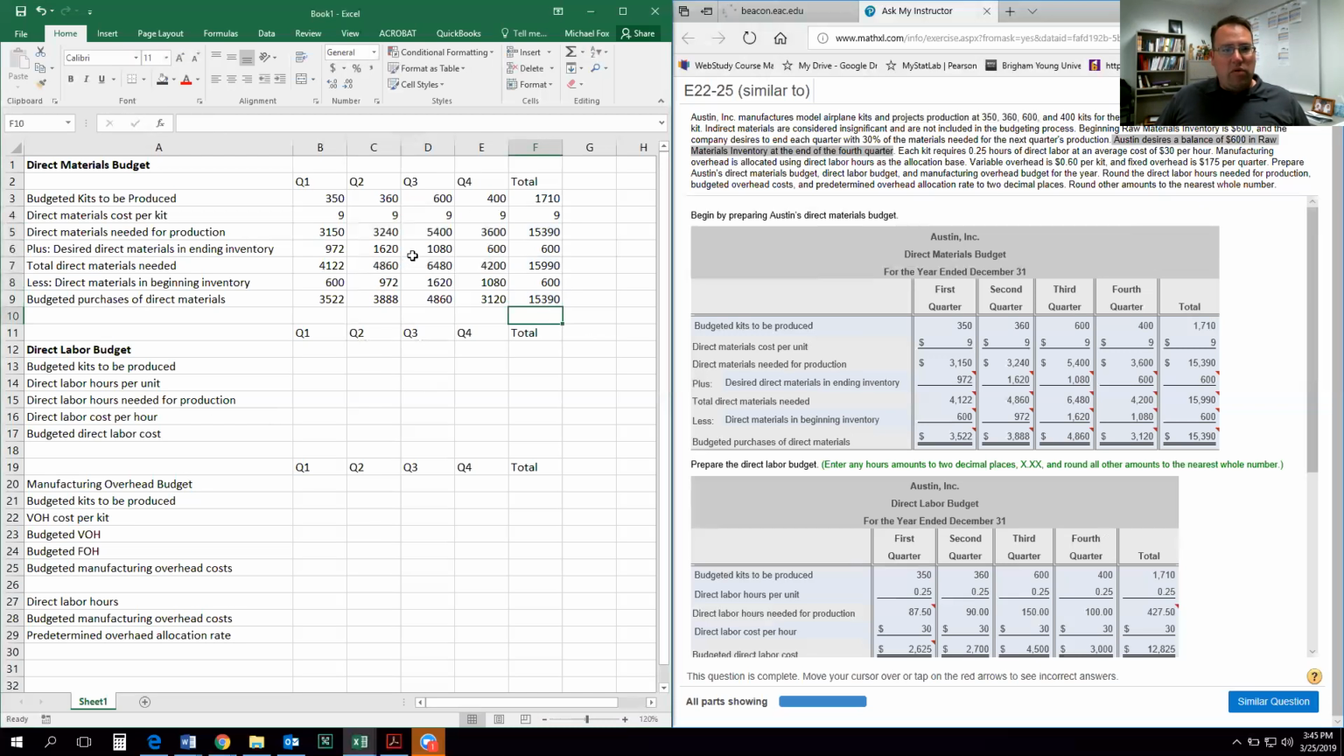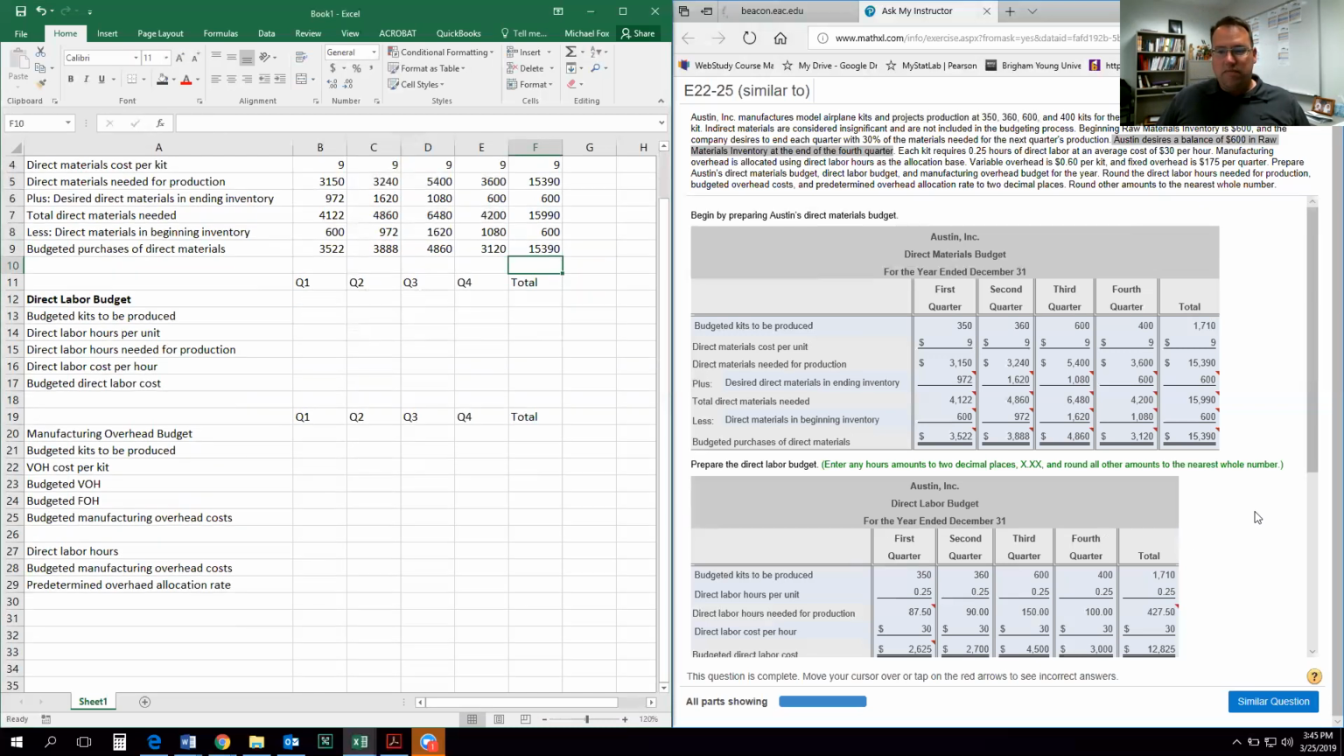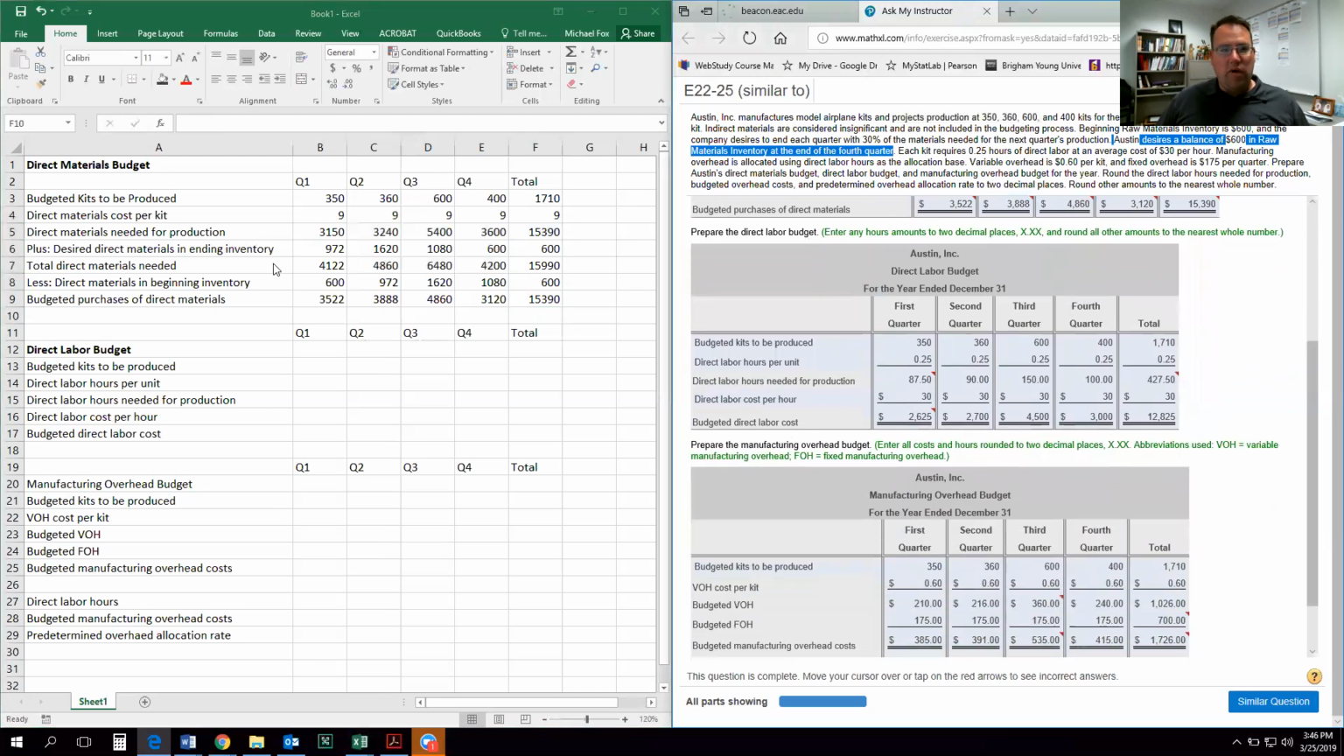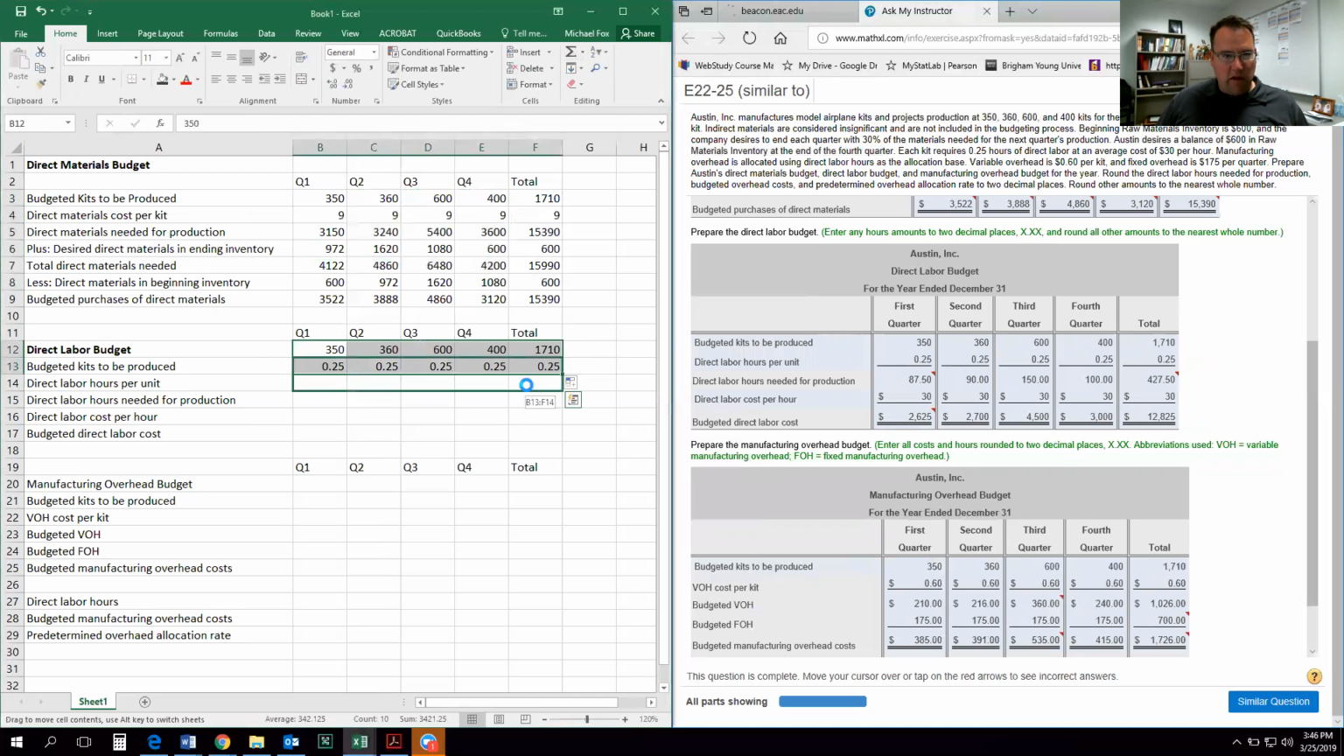So next, once we've done that, we're ready to move on to our direct labor budget. It looks like you got most of that, but I'll go through it anyway. So we know our budgeted kits to be produced. We got that up here. It was actually given to us at the beginning of the problem. And then our direct labor hours per unit is given to us. Each kit requires 0.25 hours of direct labor. So then we can figure out our direct, whoops, I put things in the wrong rows. Sorry about that. There we go.